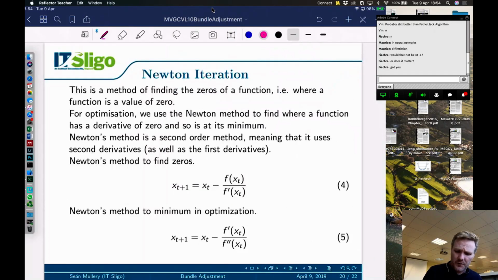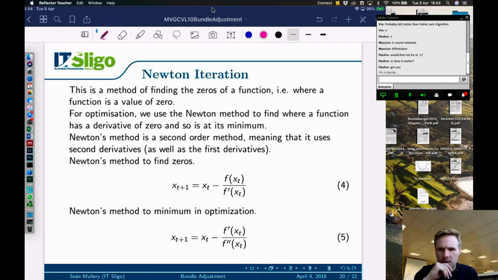The other one is called Newton iteration, or Newton's method, which you may have come across. I know you may have done this in maths at some point. This is a method for finding the zeros of a function, i.e. where a function has a value of 0. For optimization, we use the Newton method to find where a function has a derivative of 0 and so is at its minimum. Now, Newton's method is a second order method, or at least it is when we're dealing with optimization. I'll explain that in a moment, but it means that it uses second derivatives as well as first derivatives.